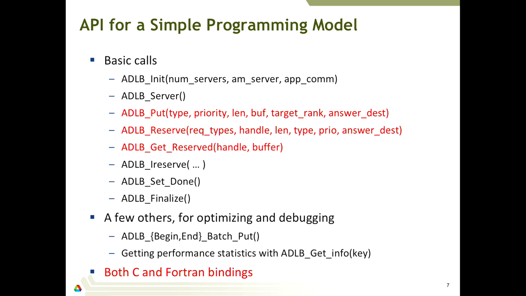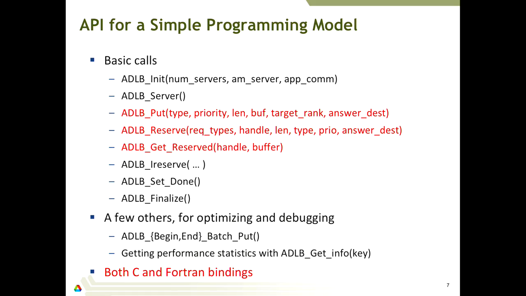You can put in a work unit of a certain type. It's described by a buffer address and a length. It has a priority. If you want to, you can specify that only a specific process can do that work, and you can specify where the answer that comes out of that computation is to be reported. The get is in two steps because you want to ask for work, but before you actually get it, you need to know how big it is. So you reserve it, you get back how big it is and a handle, and then you get that handle and you supply the buffer that the work unit description is going to go into.